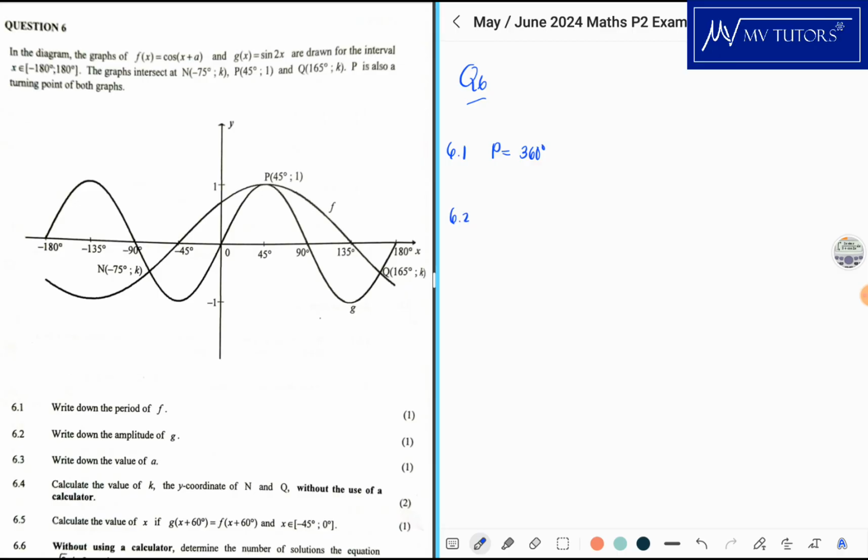Now, 6.2. Write down the amplitude of g. So where do we look in terms of amplitude? We look at the number in front of the trigonometric expression. So we have 1 times sine 2x. So we have 1, and that basically tells you that the amplitude is therefore 1.